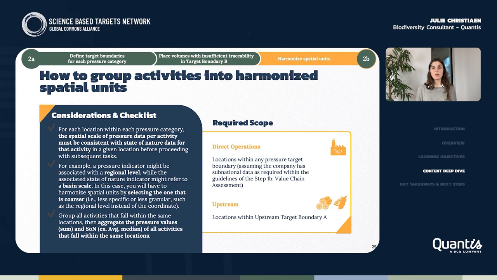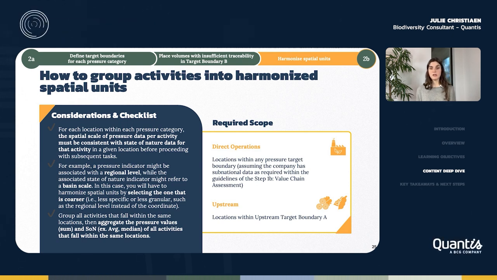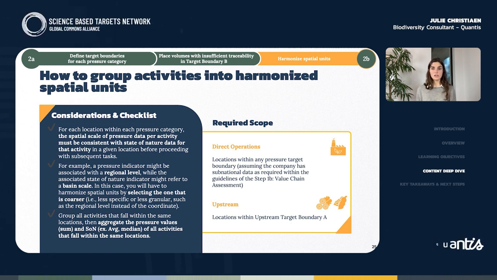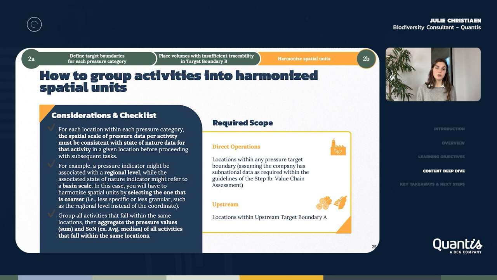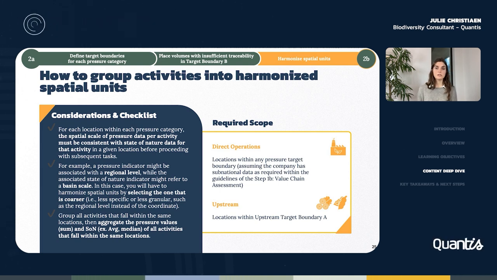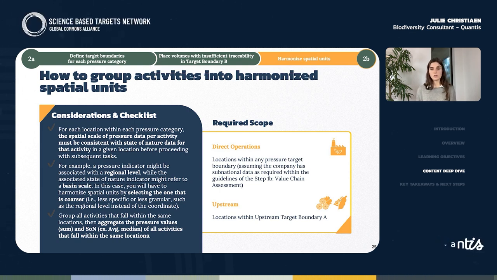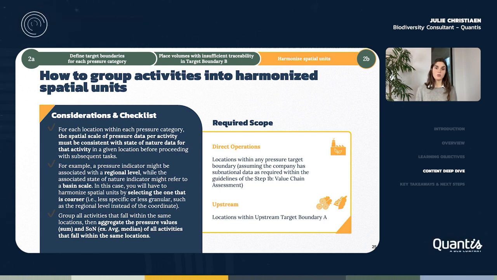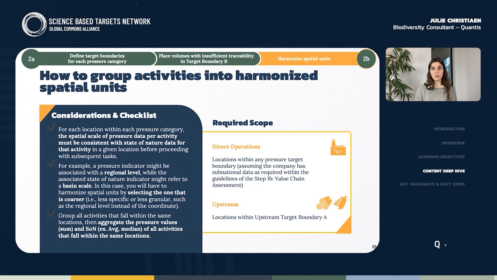To do so, if there are two scales used for some activity, select the one that is coarser in each case. For example, less specific, less granular, such as the regional level instead of the coordinate. You will also need to group all activities that fall within the same location. So sum up pressure values and use the average, the median, or any similar summary statistic for the state of nature values. You will try to keep locations as granular as possible to align with Step 3 data needs throughout this harmonization process.